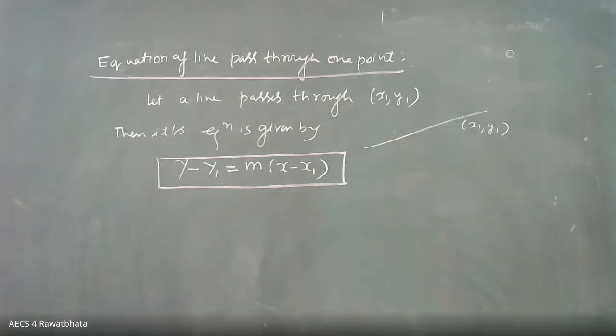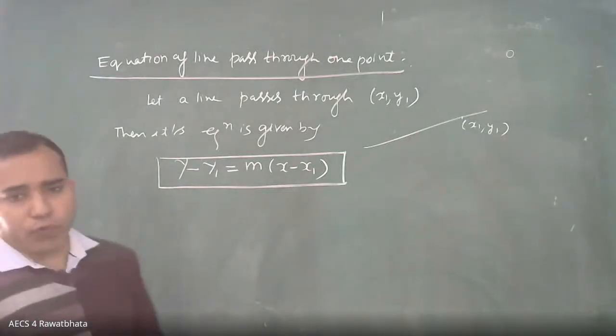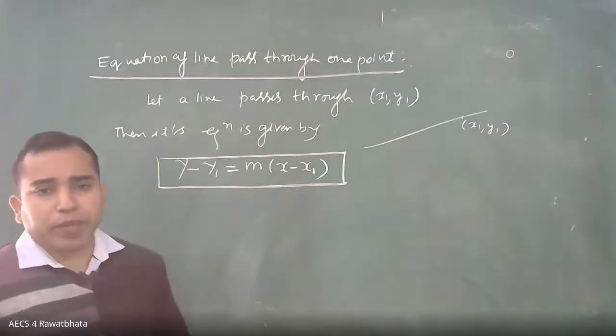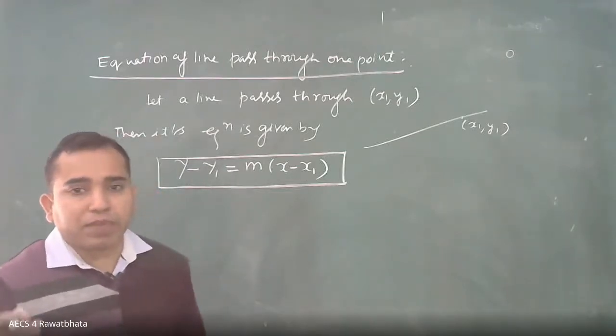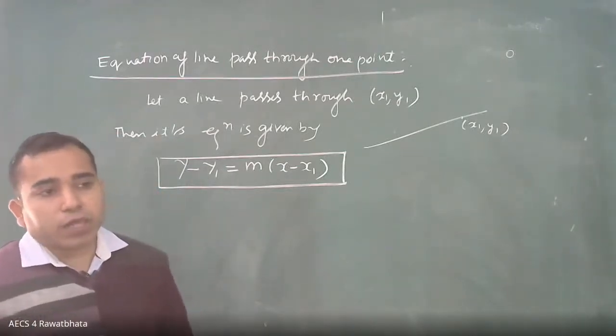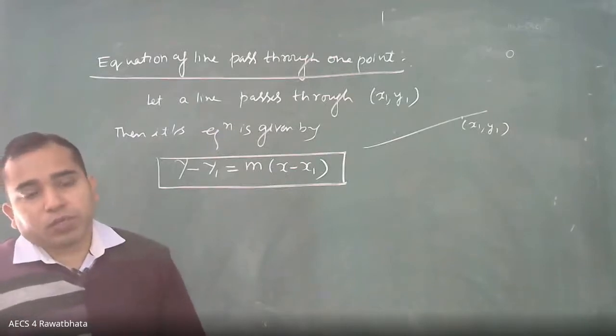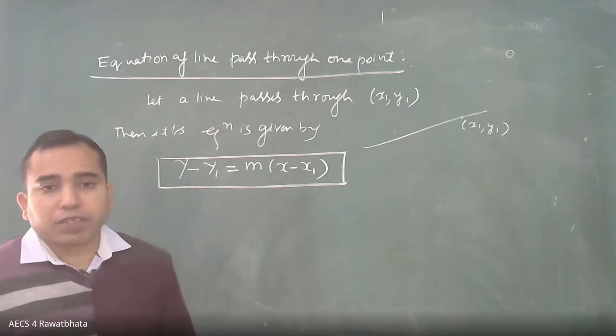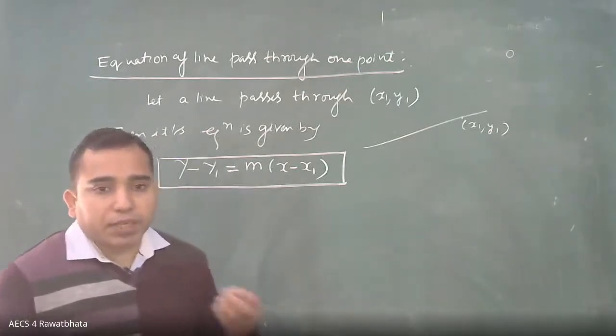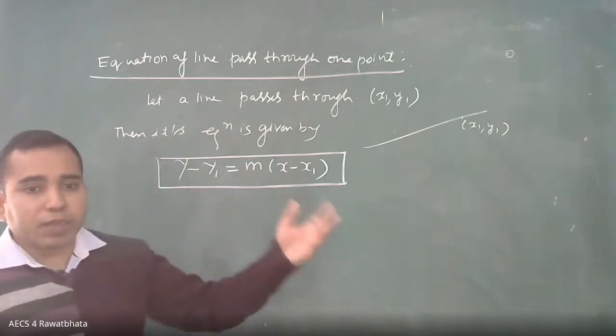You can take any general form out of the 4 forms. You can assume any form and put the coordinates x1, y1 in place of x and y, because the line is passing through that point. So if you keep x1 and y1 as the values of x and y, the equation will get satisfied. From there you take the value of the constant, put it again in the same equation, and you'll get this formula.